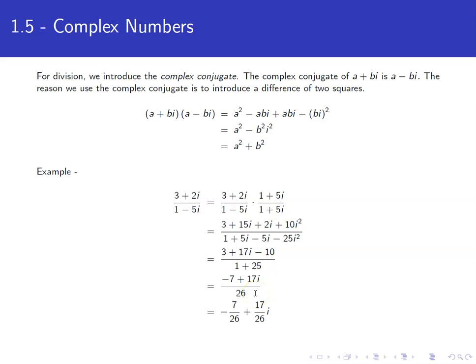A lot of times you'll want to write this in what's referred to as standard form. Remember, the form of our complex numbers is a plus bi. So we'll split this up at the plus sign. We'll have negative 7 over 26 plus 17 over 26 i.